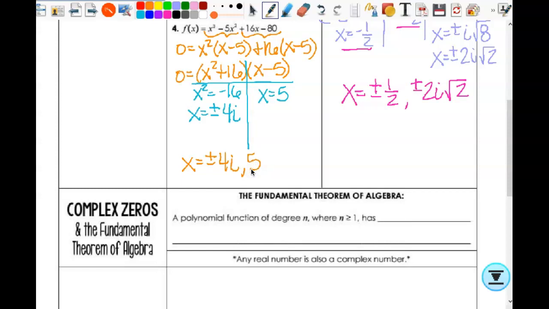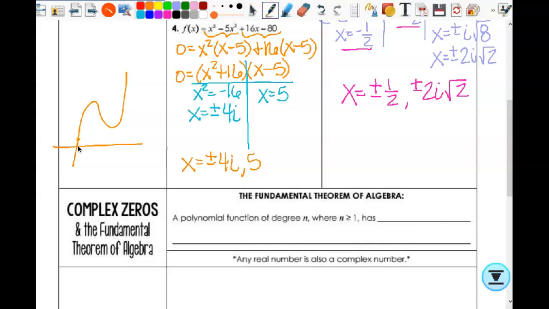This is a cubic. 3 zeros, 2 of them are imaginary, 1 of them is real. So it could still kind of look like what we drew on the front. It could still kind of look like that, but it would mean that the axis would just be down here. It would only intersect like right there. Okay. All right. Any questions at all?